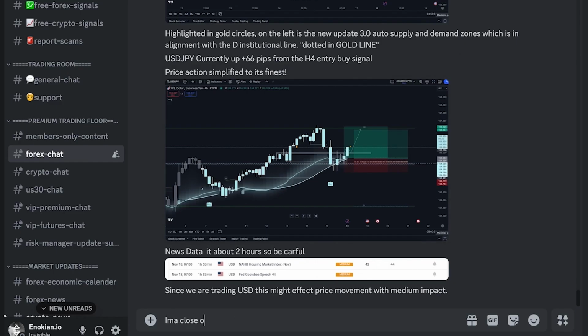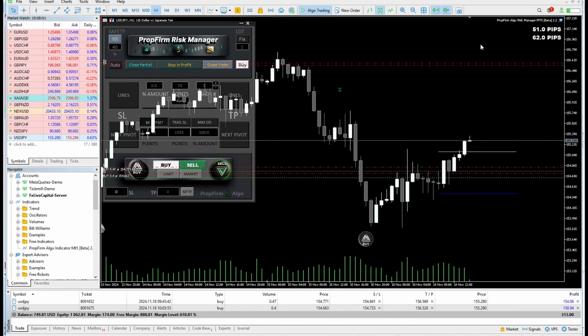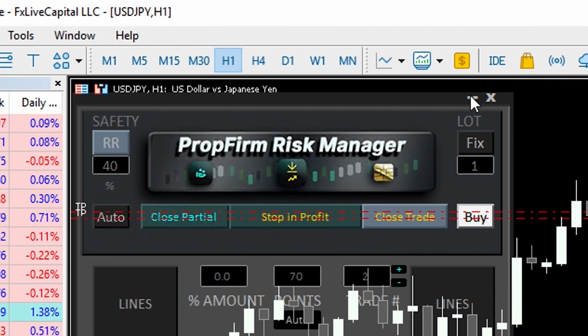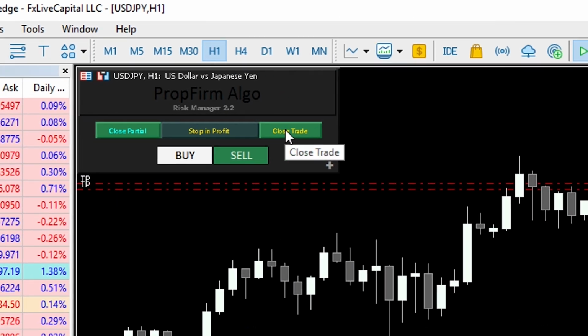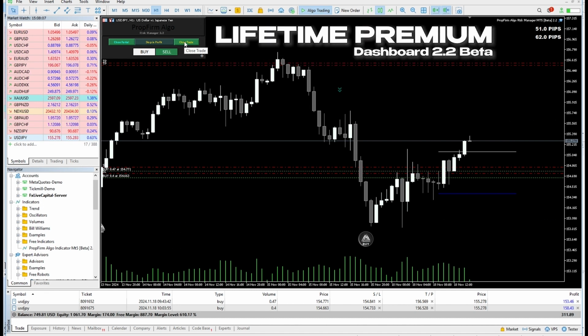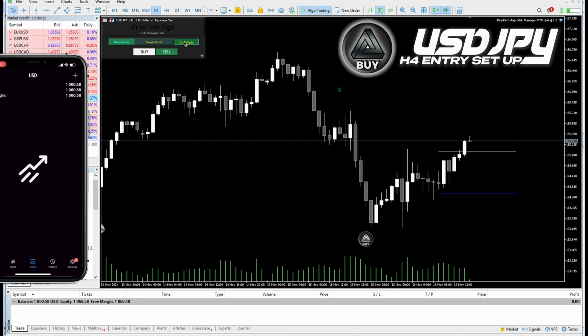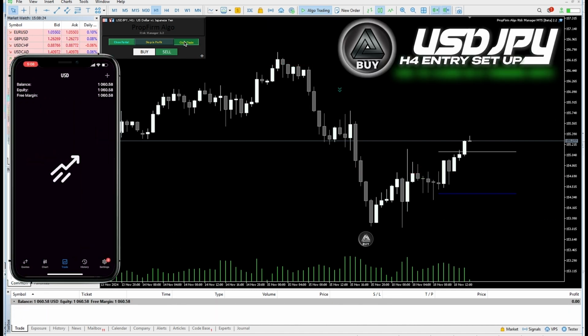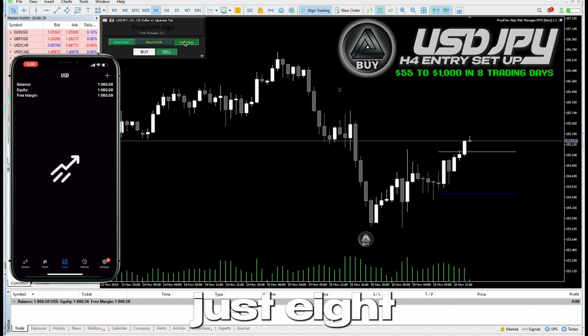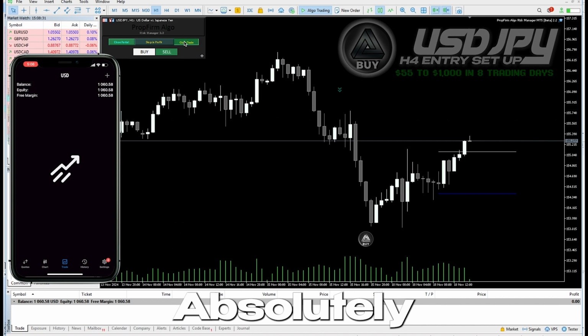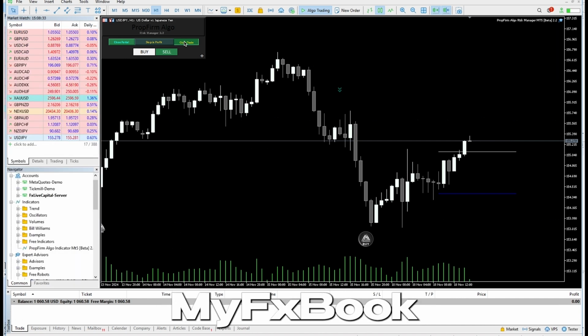I'm up on this account, and I could use the Prop From Algo dashboard using one click to close out all the trades. So by minimizing the dashboard, one click, voila. There you go. We just closed out and finally brought the account up to $1,000 in just 8 trading days, guys. Absolutely amazing. It's time to check out my FX Book.